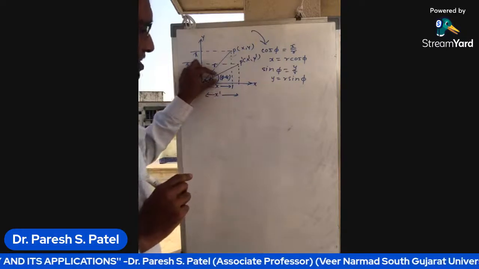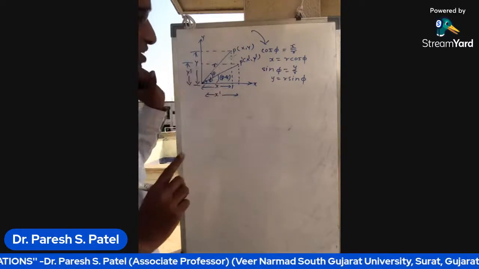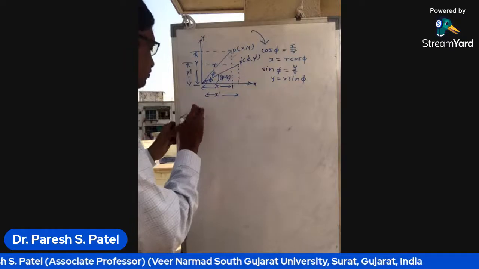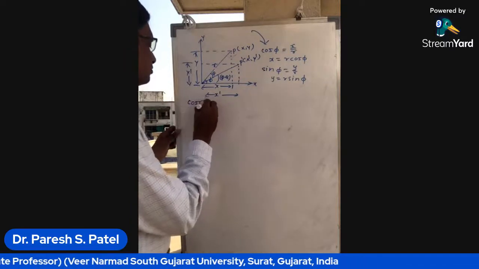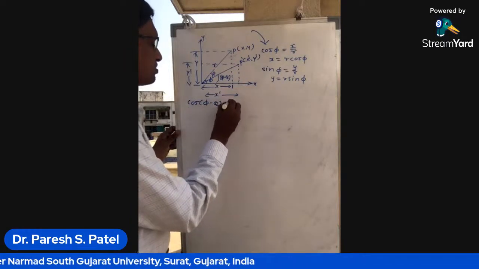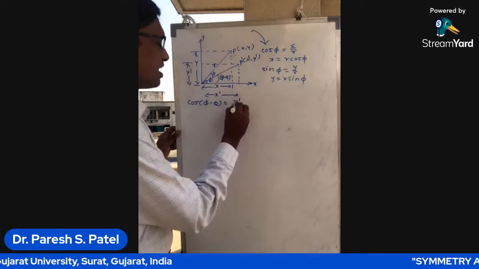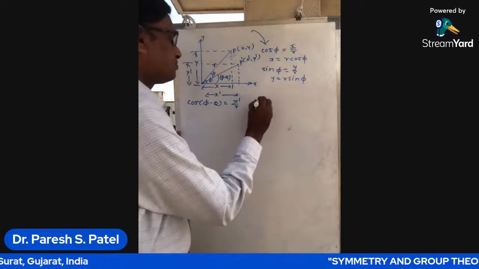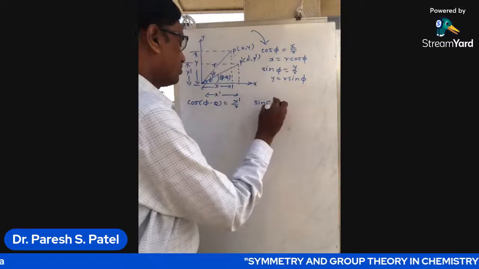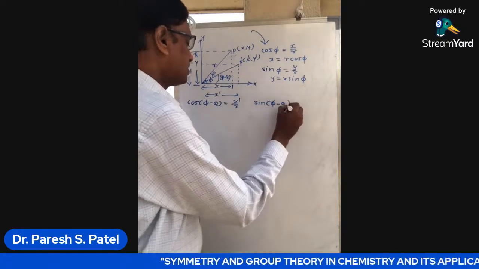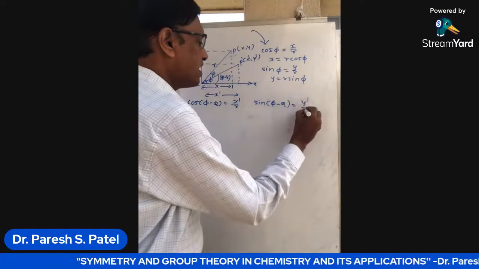It means this angle should be phi minus theta. So cos of phi minus theta is equal to x dash by r. Similarly, sin of phi minus theta is equal to y dash by r.